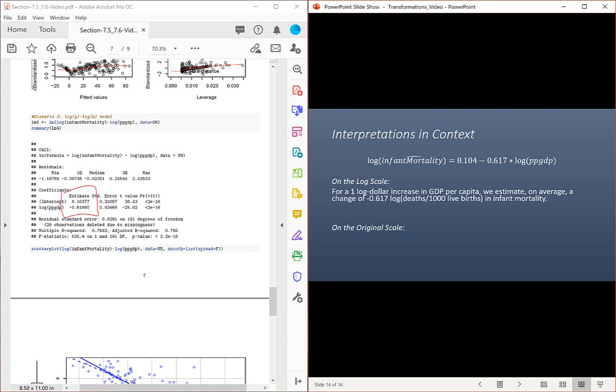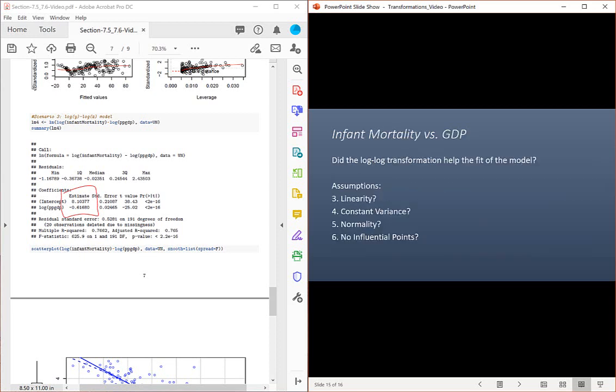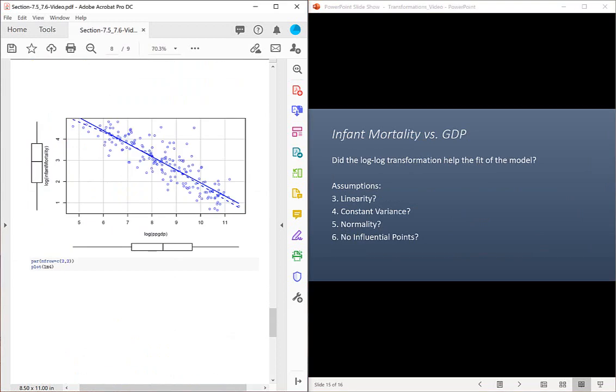Before interpreting on the original scale, we need to find 2 to the power of the slope, and this is a value of 0.652. On the original scale, for a doubling of GDP per capita, we expect a 0.652 multiplicative change in the estimated median for infant mortality. That is a 34.8% decrease in the estimated median infant mortality for each doubling of GDP. Did the log-log transformation help the fit of the model? It appears that this model is the best fit.